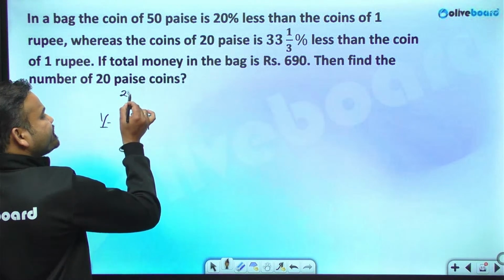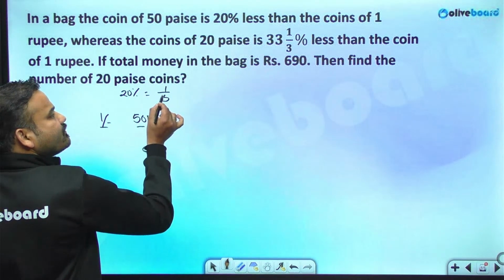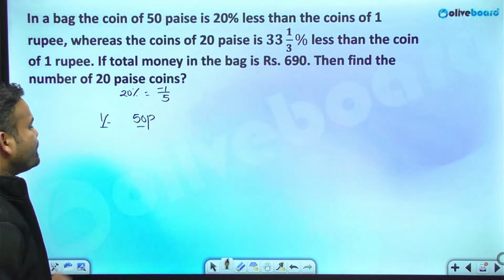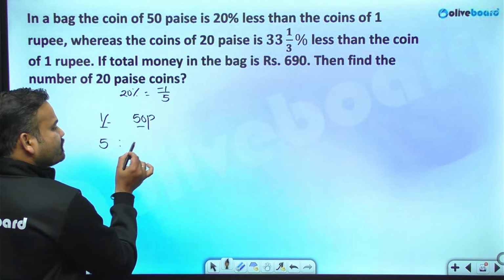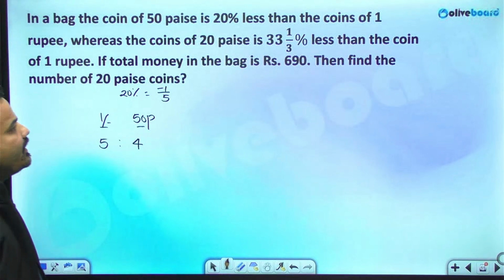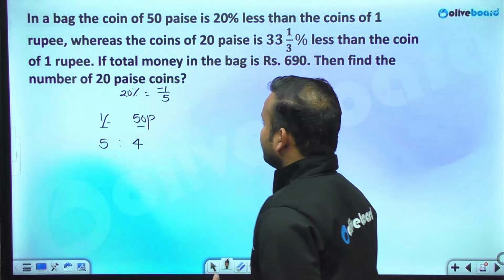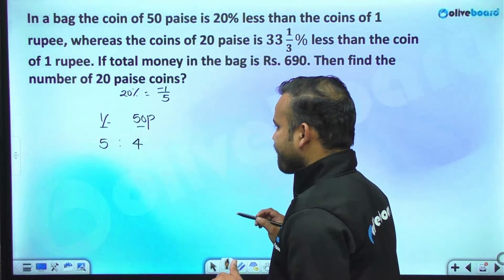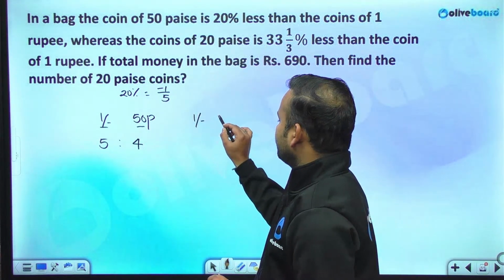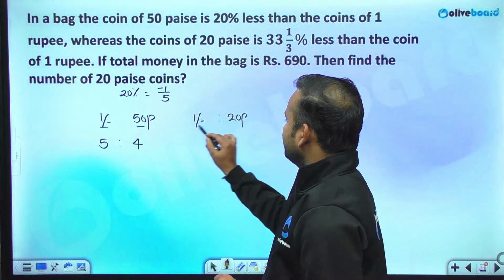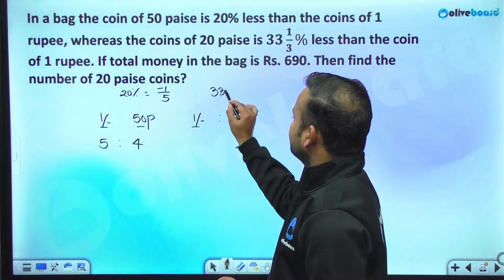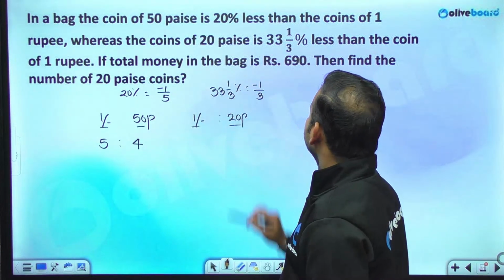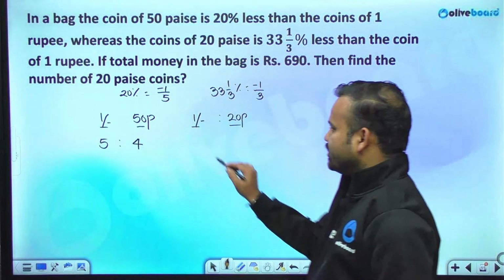The percentage value is 20%, which is basically 1 by 5. The coins of 50 paisa are 20% less, so 1 by 5 less means the ratio will be 5 and 4. Whereas the coins of 20 paisa are 33.33% less than the coins of 1 rupee. So as compared to 1 rupee, the coins of 20 paisa are 33.33%, which is nothing but 1 by 3 less than the coins of 1 rupee. So the ratio will be 3 and 2.